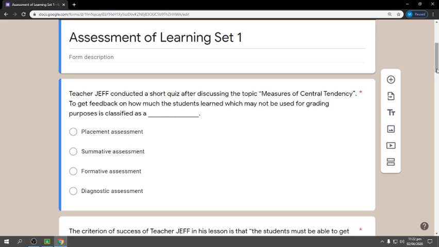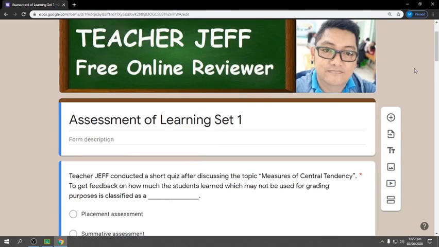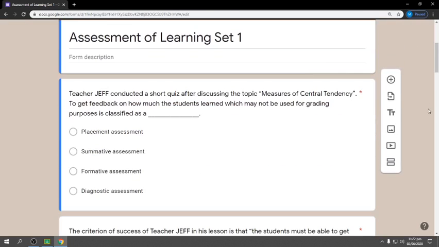Okay, so let's start with our first question for assessment of learning. The first question is: Teacher Jeff conducted a short quiz after discussing the topic measures of central tendency to get feedback on how much students learned, which may not be used for grading purposes, is classified as A. The options are placement assessment, summative assessment, formative assessment, and diagnostic assessment.